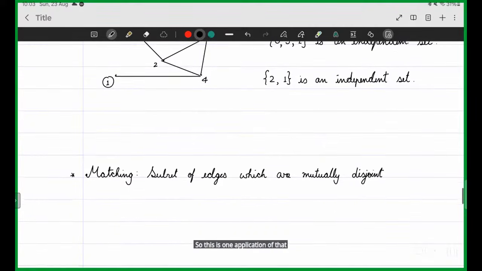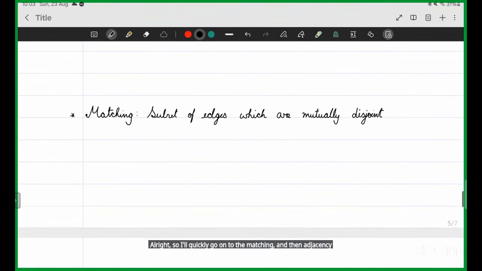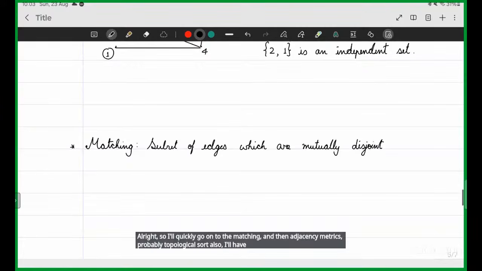All right, so I'll quickly go on to the matching and then the adjacency matrix. Probably topological sort also I'll have to cover in the next session itself. Next session will go slightly faster.